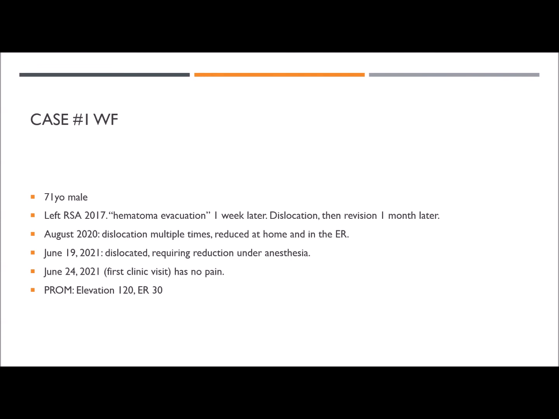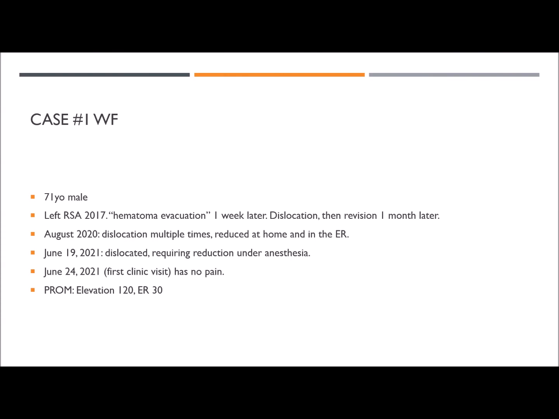First one is a 71-year-old male. He had a left reverse shoulder placement by an outside physician in 2017, and then 1 week later had what was described as a hematoma evacuation. Then after that, he had a dislocation and a revision a month later. So he had 3 surgeries within a month in 2017. Then he was doing okay, but started having instability in 2020.